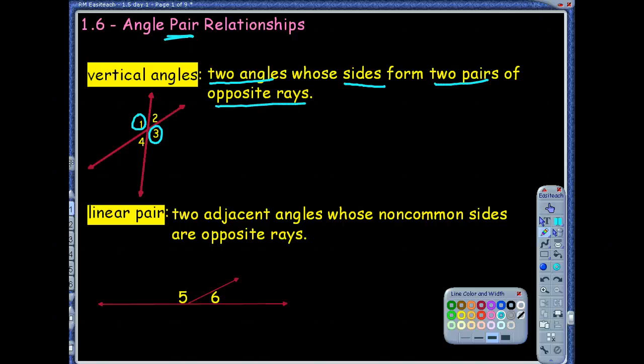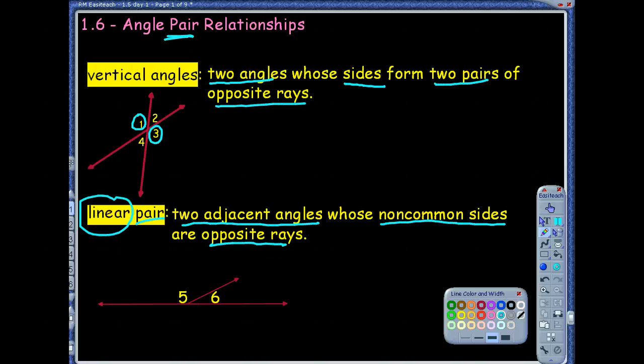Now, a linear pair, again, we're talking about an angle pair. It's two adjacent angles. Notice that vertical angles can never be adjacent. A linear pair is always adjacent angles whose non-common sides are opposite rays. So we have this idea of opposite rays for both of these vocabulary terms. Hearing the word linear, they're two adjacent angles who together make a straight line, because their non-common sides form opposite rays, and that's what makes a linear pair.